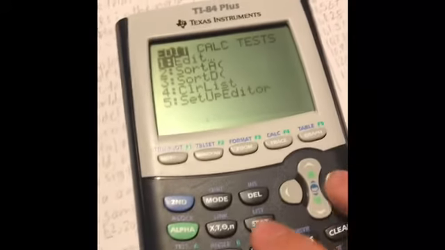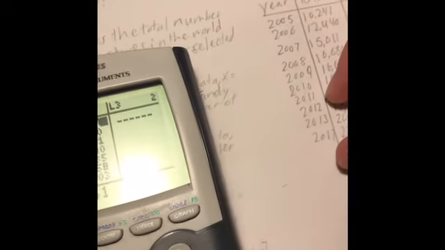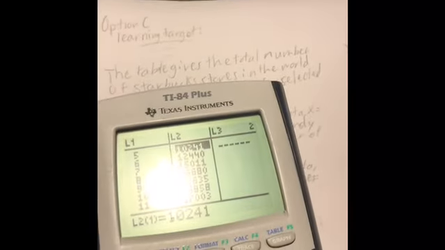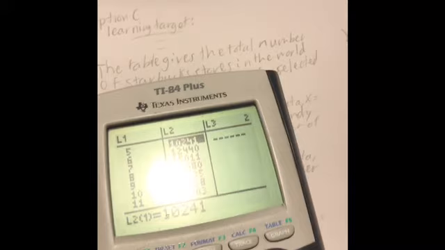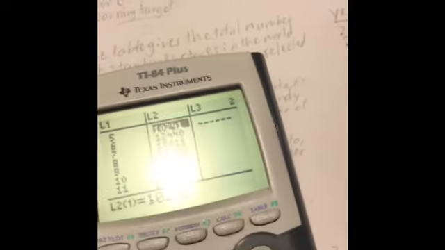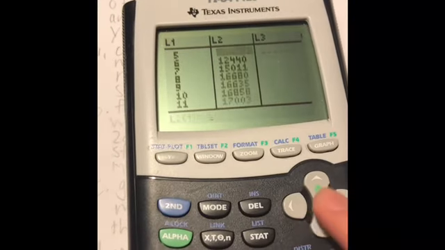So for this, it's very easy. All you have to do is go to stat, edit, and then you plug in all the numbers. I've already done that. Don't plug in 2005, just plug in 5, 6, 7, 8. If you do plug in the 2000s, you're going to get some very wacky, huge numbers. And make sure you don't plug in the US numbers, you just plug in the total numbers. And your stat plot should look something like that.